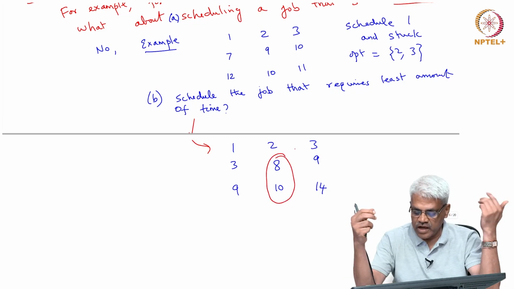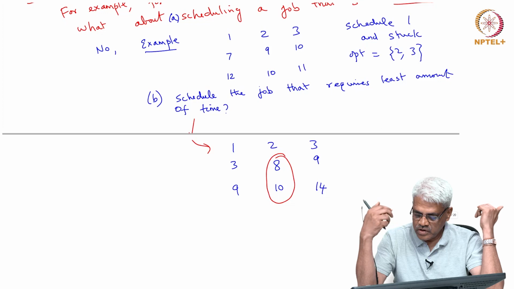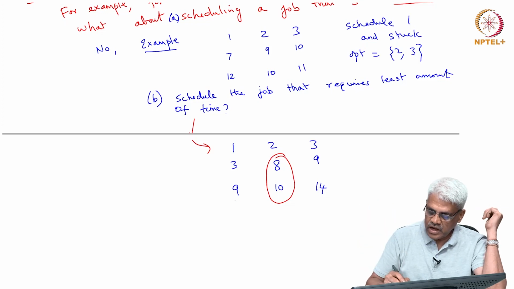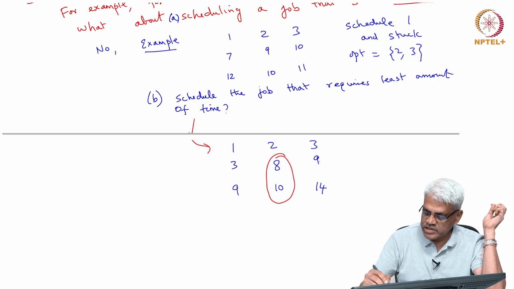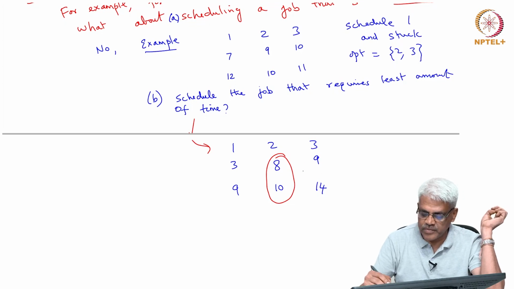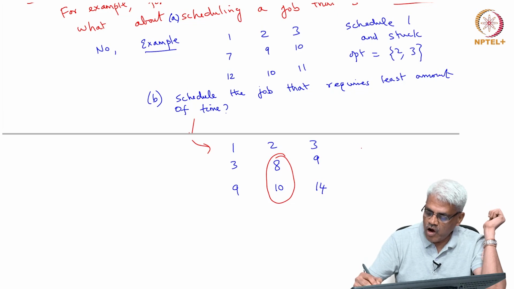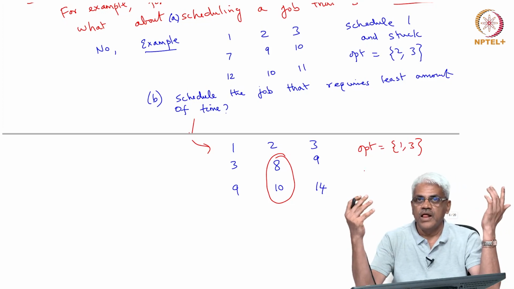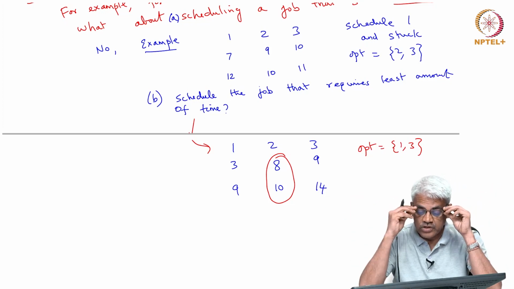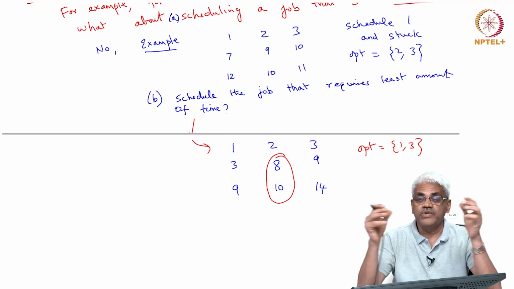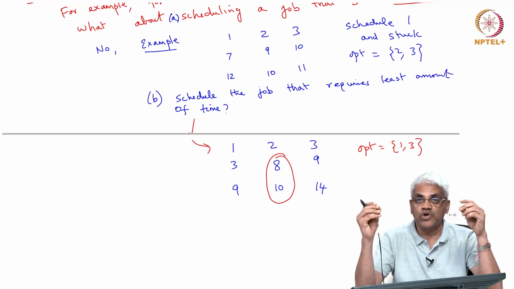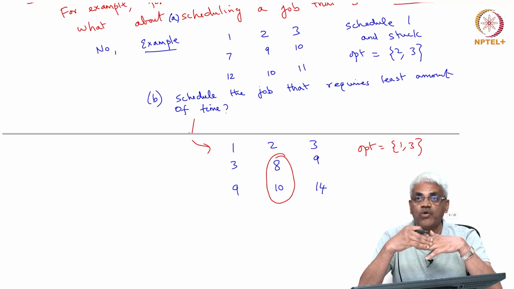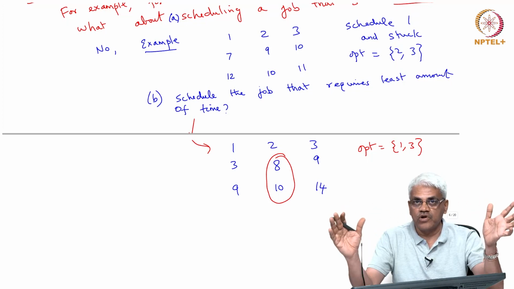But then you're stuck. I cannot schedule the first job because it is going from 3 to 9, it overlaps with 8 to 10. I cannot schedule the third job because it's again going from 9 to 14. But opt is actually 1, 3. I could schedule 3, 9 and 9, 14. Then I could schedule 2 jobs. So again, here is another example where this particular greedy choice of scheduling the jobs that require the least amount of time does not work.